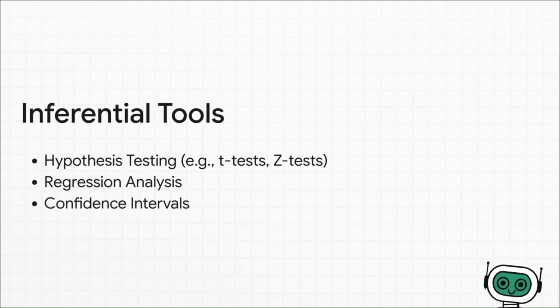The inferential toolkit, on the other hand, is for predicting. You've got hypothesis testing, which helps you figure out if a pattern you see in your sample is probably true for the whole population. You've got regression analysis to predict relationships, and confidence intervals to tell you how sure you can be about your predictions.